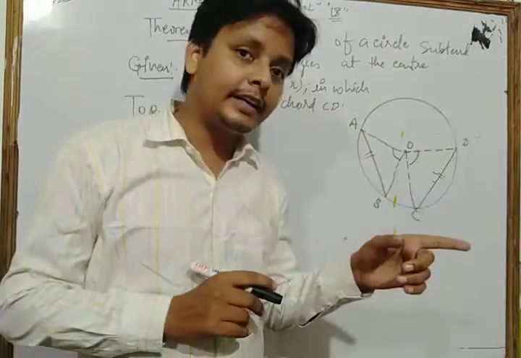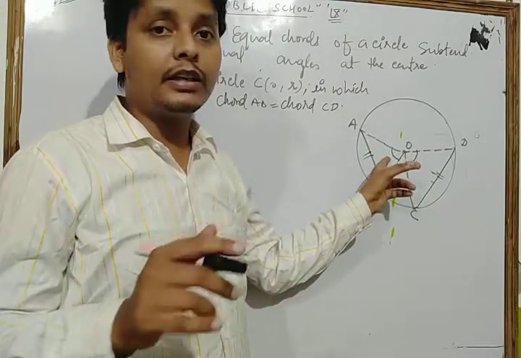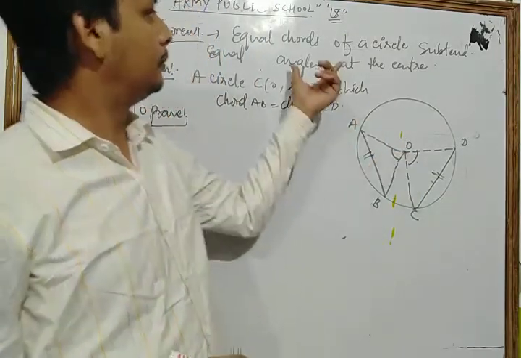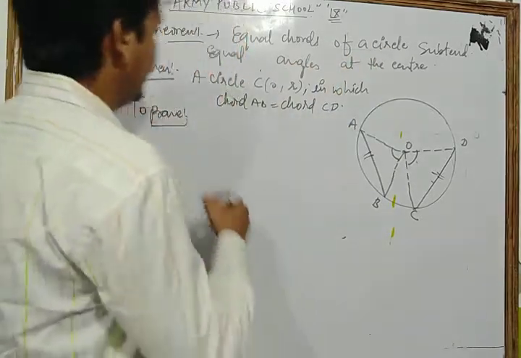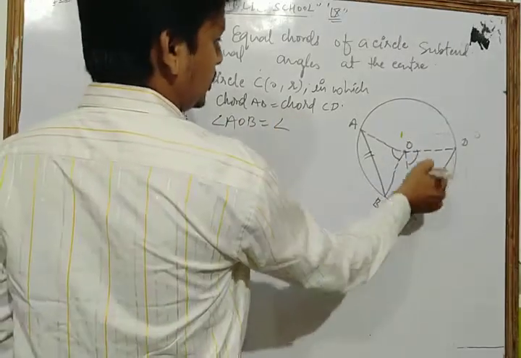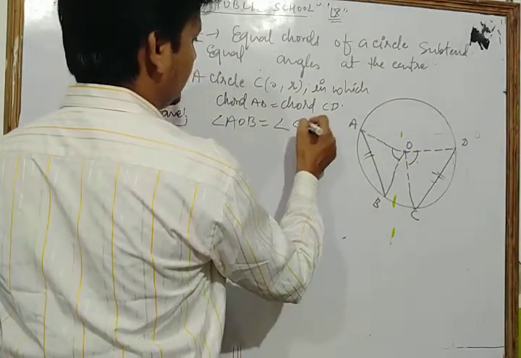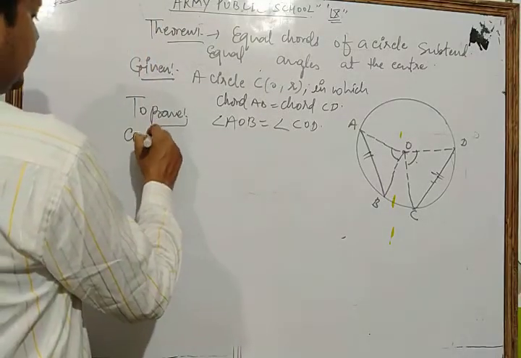The angle subtended by both the arcs at the center is the same. We have to show that equal chords subtend equal angles at the center. So we write: angle AOB is equal to angle COD. This is what we prove. Now we write the next heading, Construction.